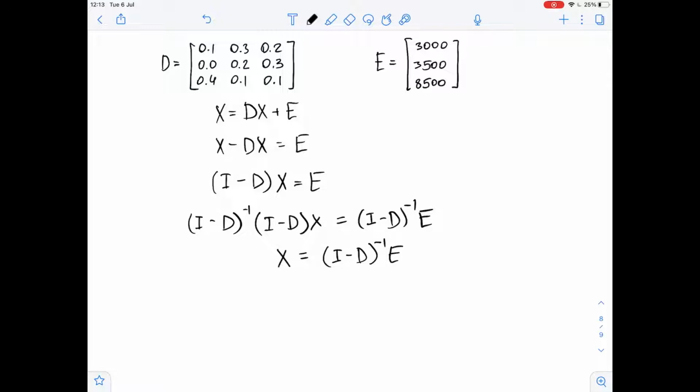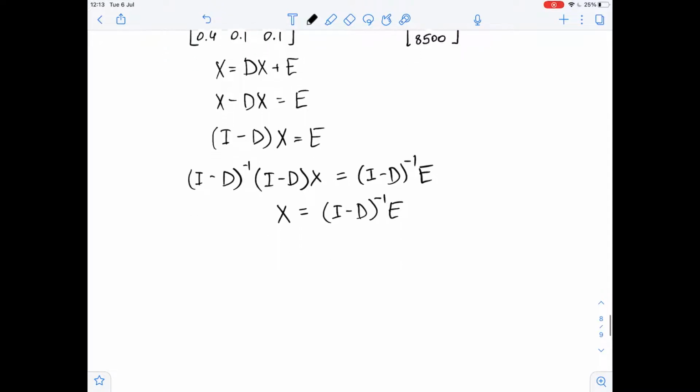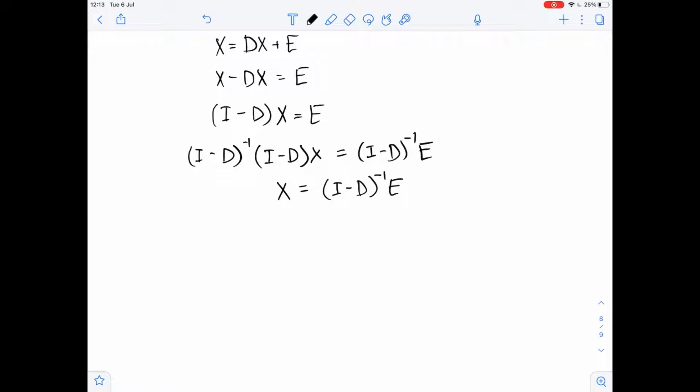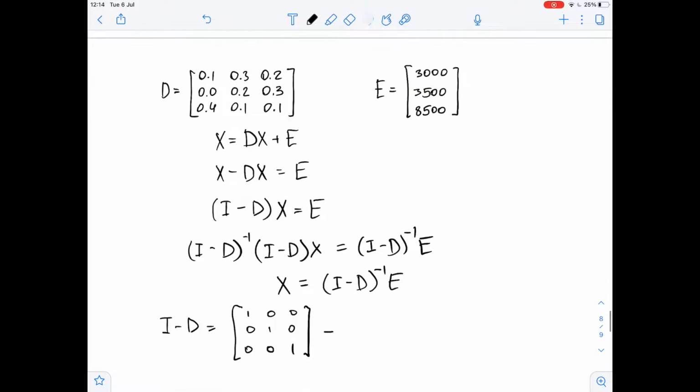Well, now we just need to find X. We need to find the value of I minus D, and then we need to find its inverse, and then we need to multiply that by matrix E. So let's start by finding I minus D. So identity matrix is 1, 0, 0, 0, 1, 0, 0, 0, 1 minus matrix D. I'll just copy paste it.